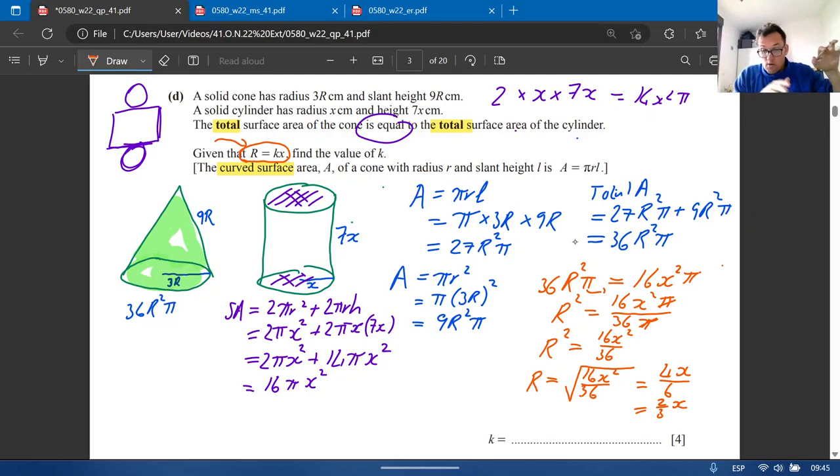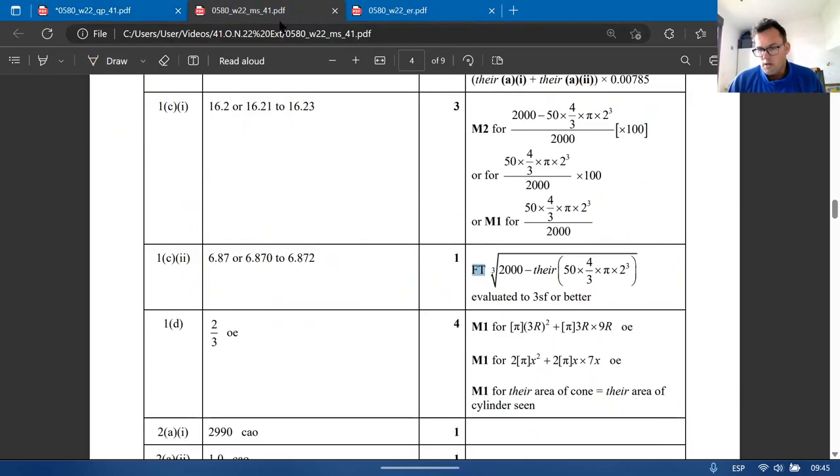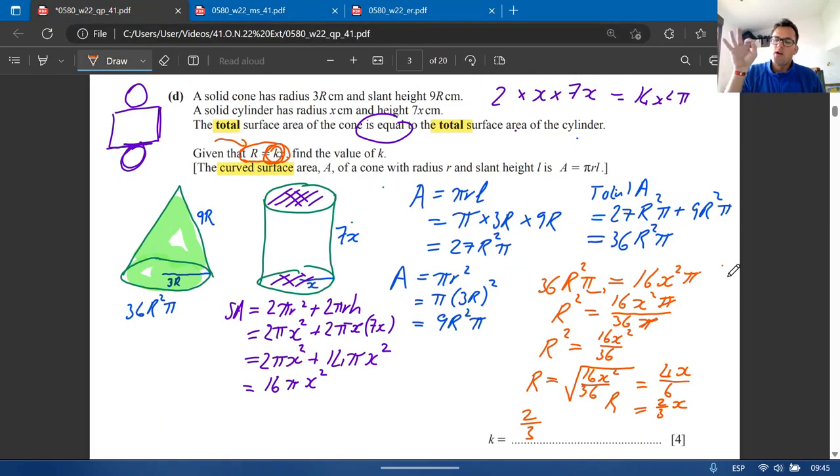Either way now, look what we have. R equals kx, so we got r equals 2 thirds x. So k is that thing in front of the x, 2 thirds, or 0.6 recurring. 2/3 or equivalent means, yeah, that's it, we've done it. Okay, let's break things down slowly, carefully, and you can get your marks here. Brilliant.